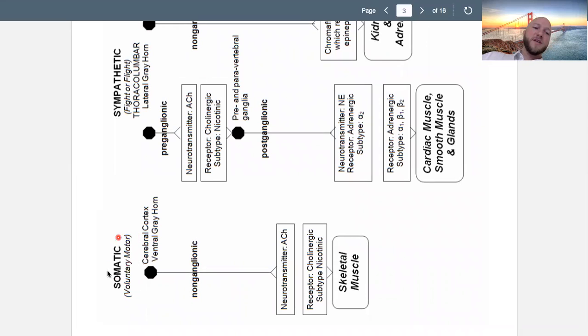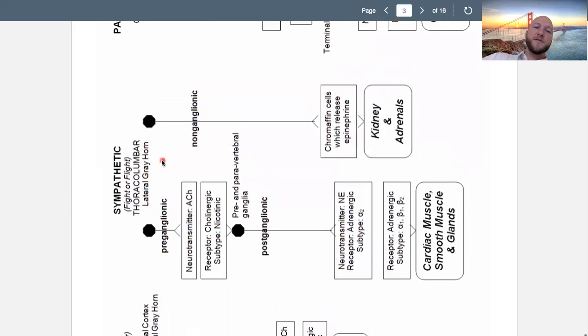Somatic or voluntary motor: where are the cells found in the central nervous system? The cerebral cortex, ventral gray horn. There is no ganglion. It's one fiber in the somatic nervous system to the skeletal muscle. When you get to that skeletal muscle, the neurotransmitter is acetylcholine. The receptors are cholinergic, subtype nicotinic, part of the skeletal muscles.